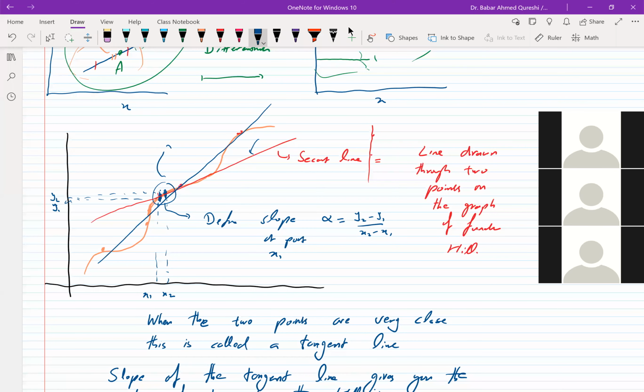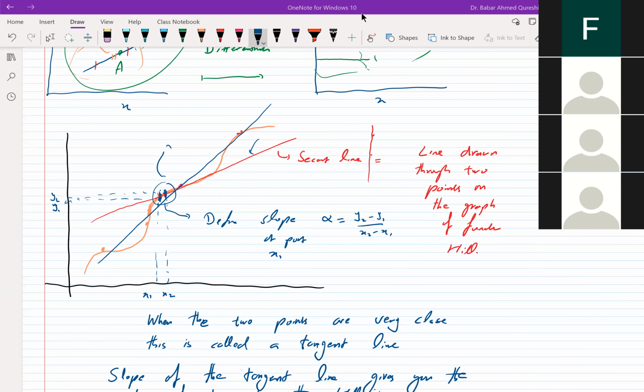And when you bring those 2 points very close, this secant line becomes, you just give it a name, you call it a tangent line. So Saira, you have a question. Sir, in the above graph where you have drawn two lines which have different slopes, can we find their slopes by differentiating their equations?